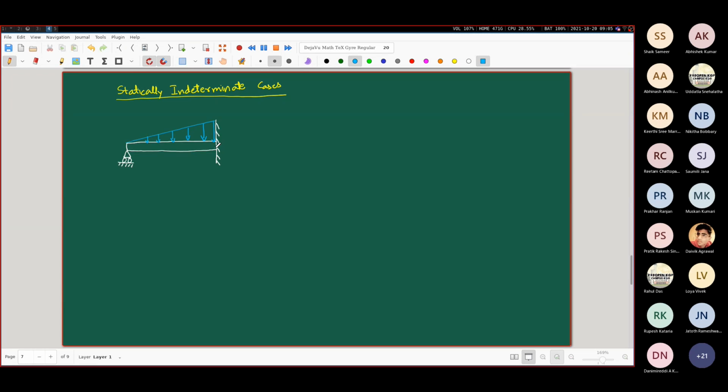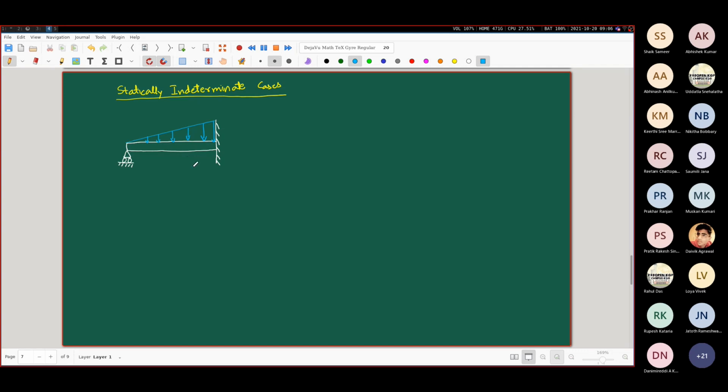At this end, what are the things present? Two forces and one moment. So one force along the vertical direction, one force along the horizontal direction, and one bending moment. So you have three unknowns present at this end and one unknown present at this end. Overall, if you consider the static equations of equilibrium, you will have only three equations from those, but you will have four unknowns to solve for.